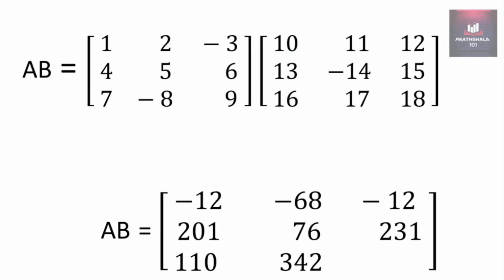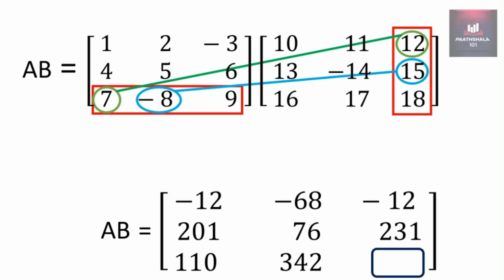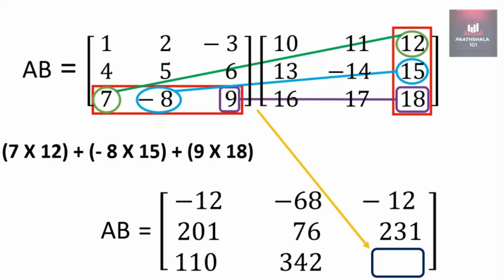Now for the third row, third column of AB, we will select the third row of A and the third column of B. So it will be 7 into 12 plus minus 8 into 15 plus 9 into 18, which will add up to 126. Now let's look at the summary of the entire sum.